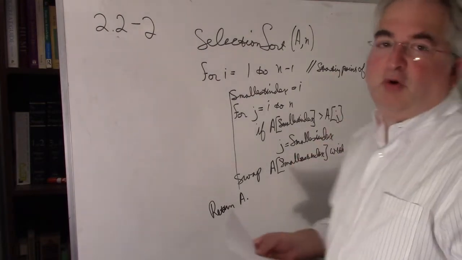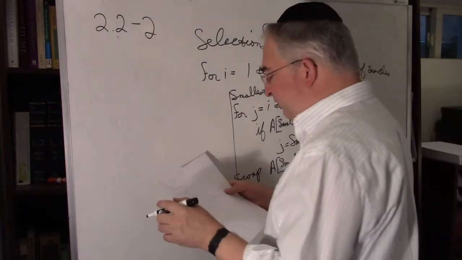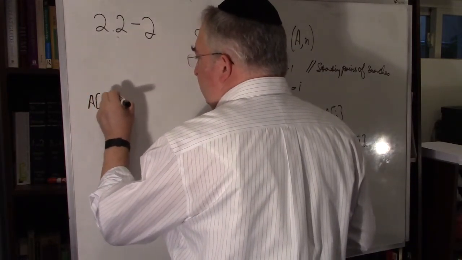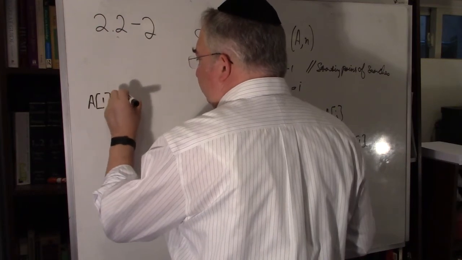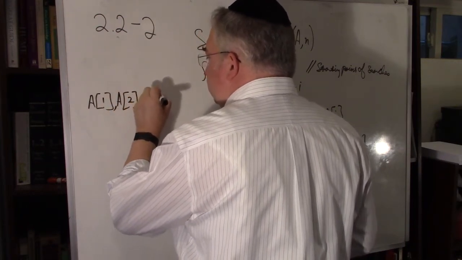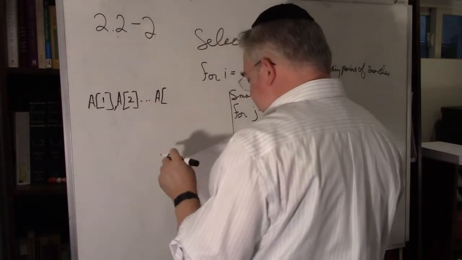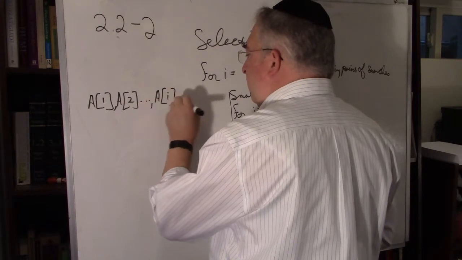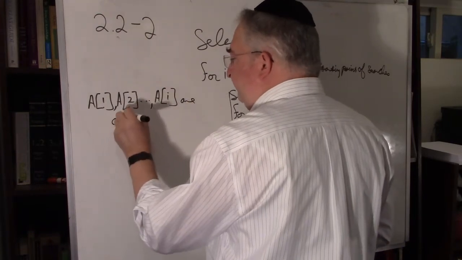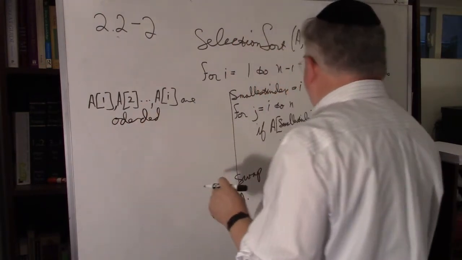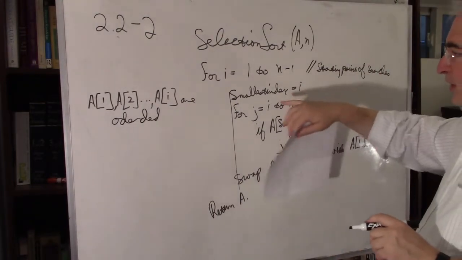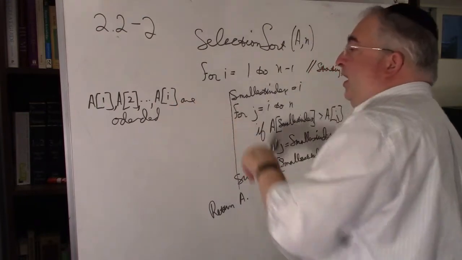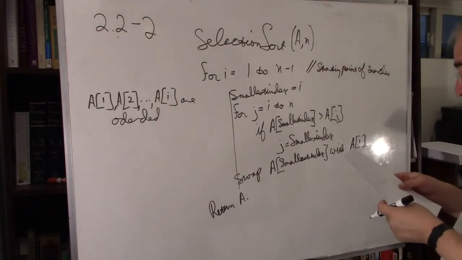Okay, the loop invariant. Now, we didn't talk about loop invariant. I don't like loop invariants, whatever. But the loop invariant is basically that A of 1, A of 2, up to A of i minus 1 are ordered. At the beginning of each loop you have these guys ordered, and then you add on that the i plus 1th guy is ordered also.